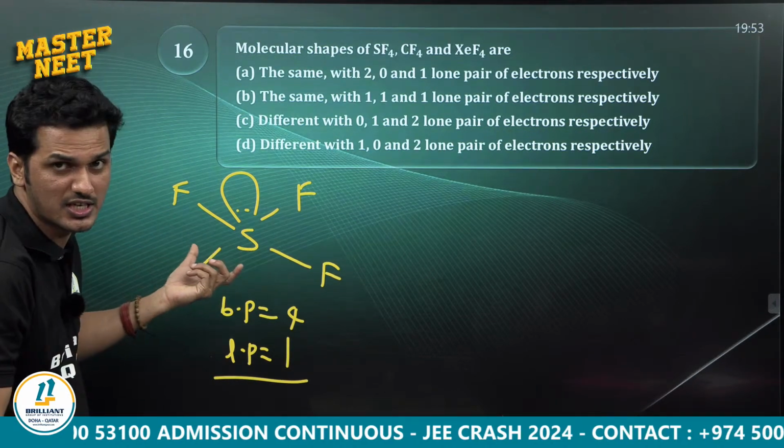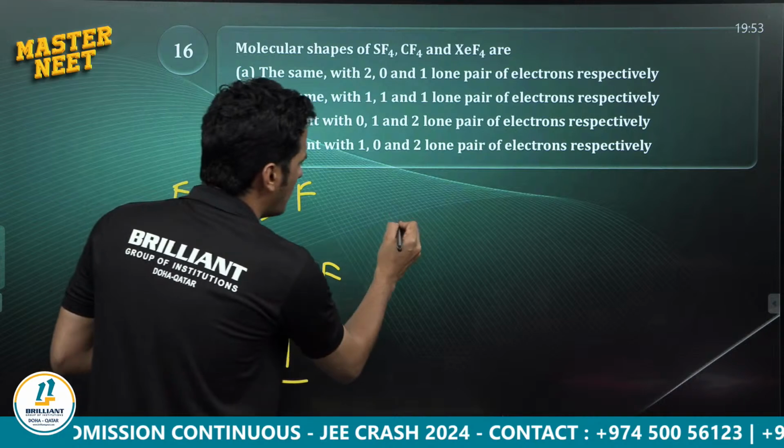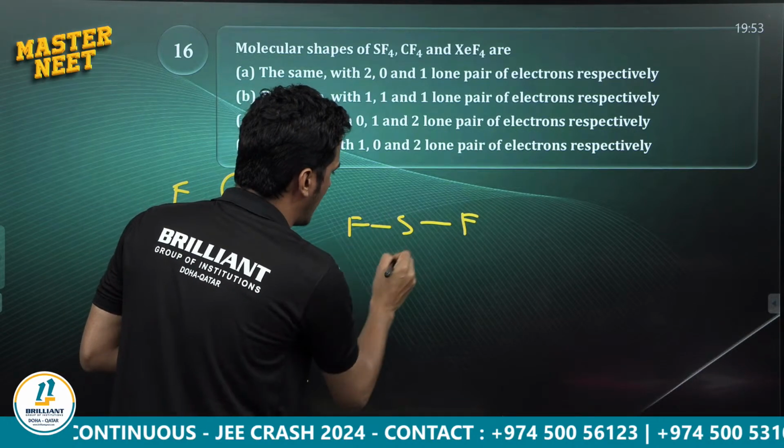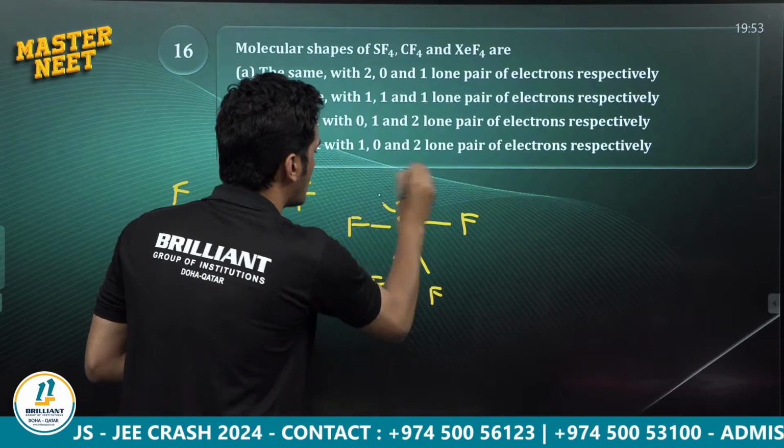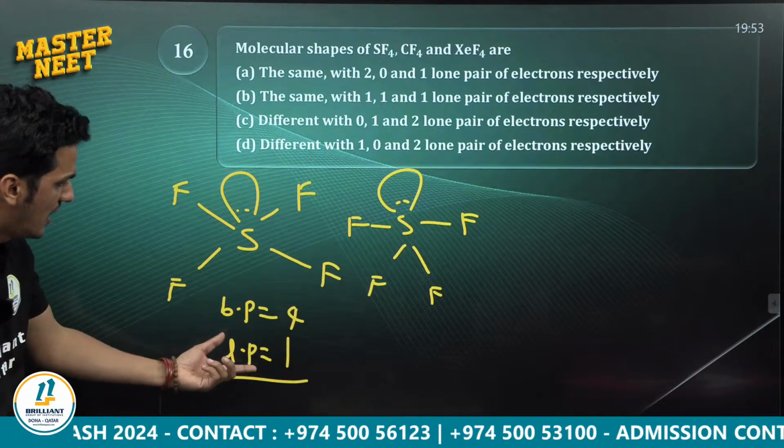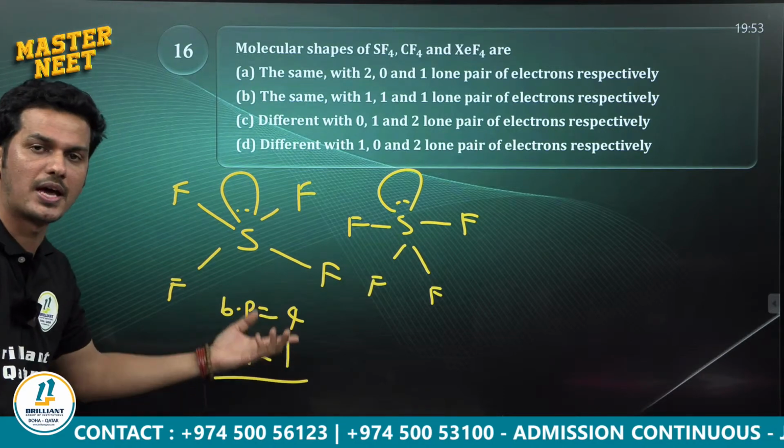Okay, they are having which shape? Seesaw shape they are having. That idea we know. It will be like this. Seesaw shape it will be having, SF4. Anyhow, bond pair equal to 4, lone pair equal to 1.